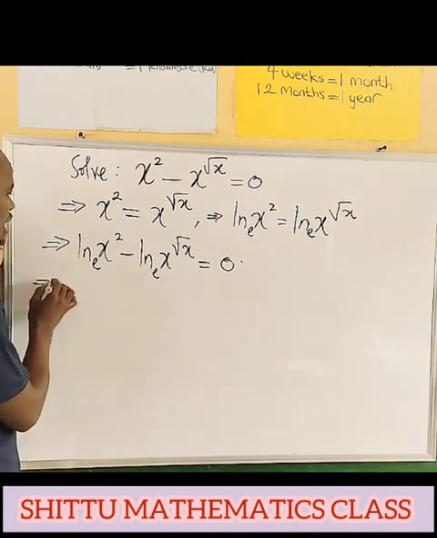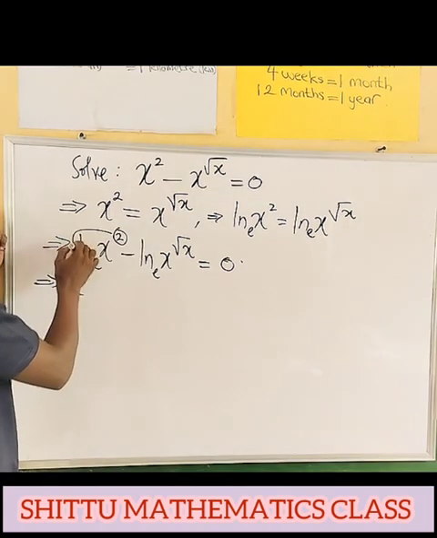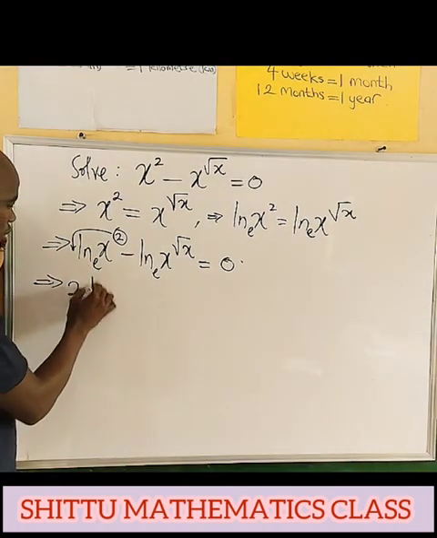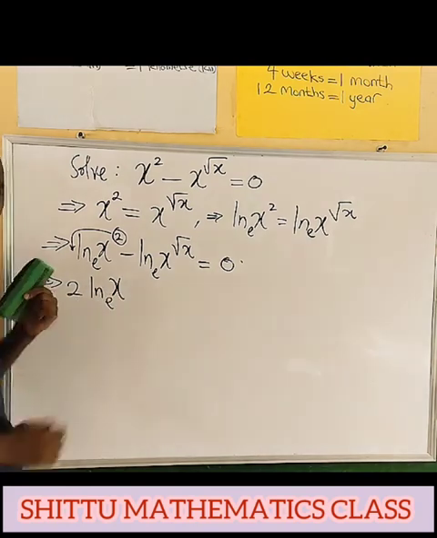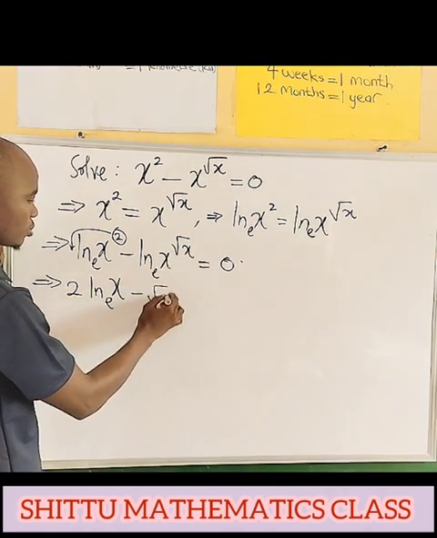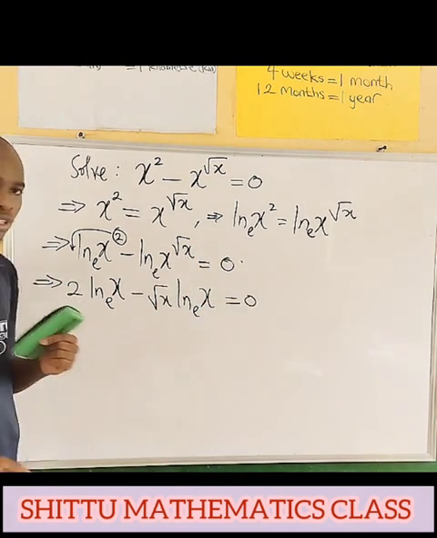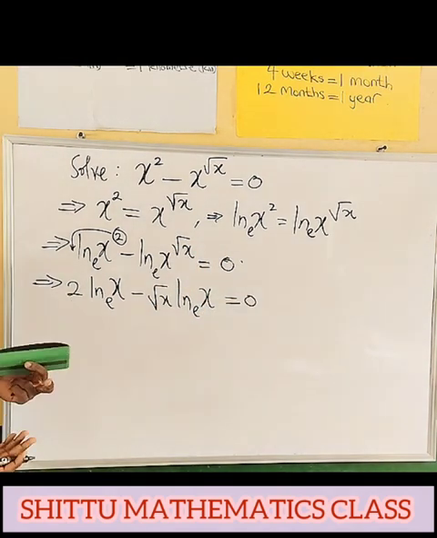So now from here we have these two coming down here. We are going to have 2 ln x to base e. Then also this one comes down, root x, multiplied by ln x to base e, then equals 0. So now from here, what's the next thing we are going to do?